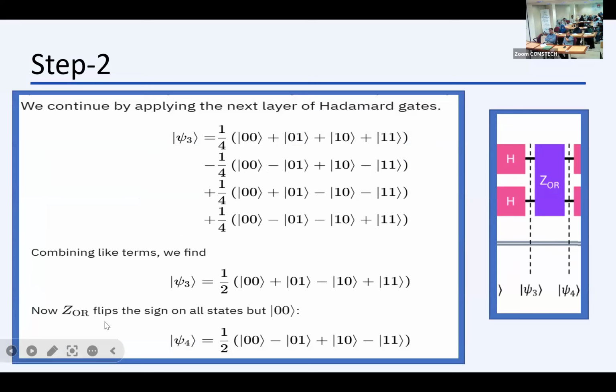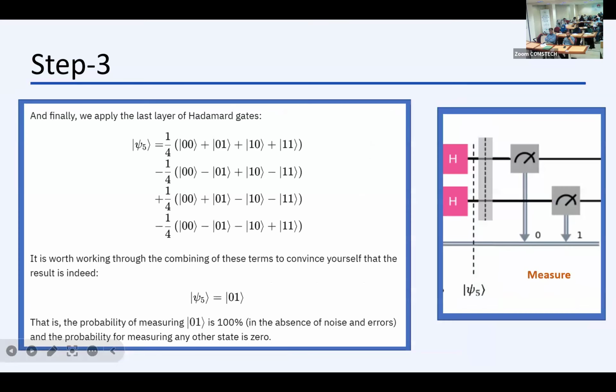Now the Z OR gate is going to flip the state of the 0, 0 state, so it will flip the sign. And after that, we are again going to apply the Hadamard gates. Now we're going to apply Hadamard on the psi 4 state, and after that, we're going to get a psi 5 state. Now, if you add these amplitudes for the 0, 0 state, you can see there is a positive, negative, positive, negative. It's going to be 1 by 4, minus 1 by 4, plus 1 by 4, minus 1 by 4 for the 0, 0 state.